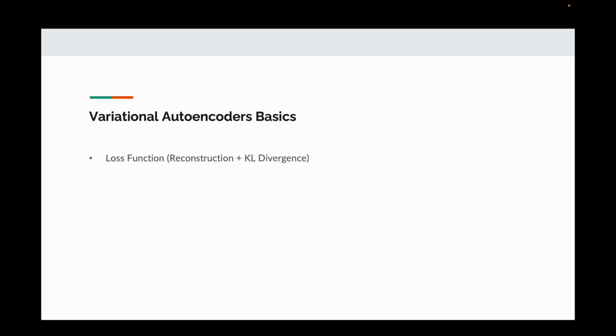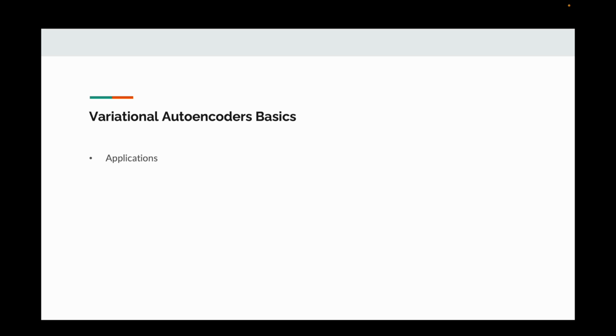Loss function: reconstruction plus KL divergence. The VAE loss combines two components. First is the reconstruction loss, which measures how close the generated output is to the original input. And we have KL divergence, which ensures that the latent space distribution is close to a normal distribution, promoting smooth transitions between points in the latent space and improving generalization. This balance in the loss function is key to learning meaningful latent representations.